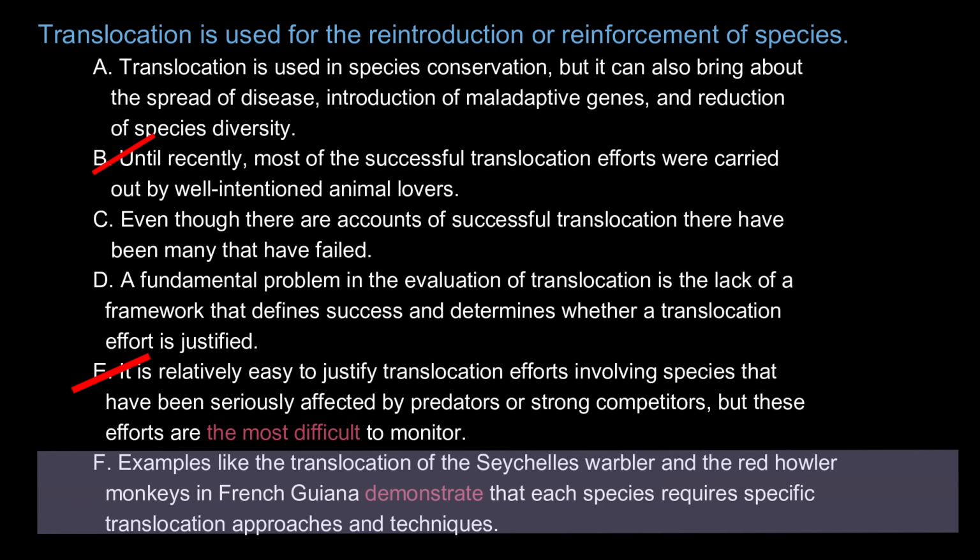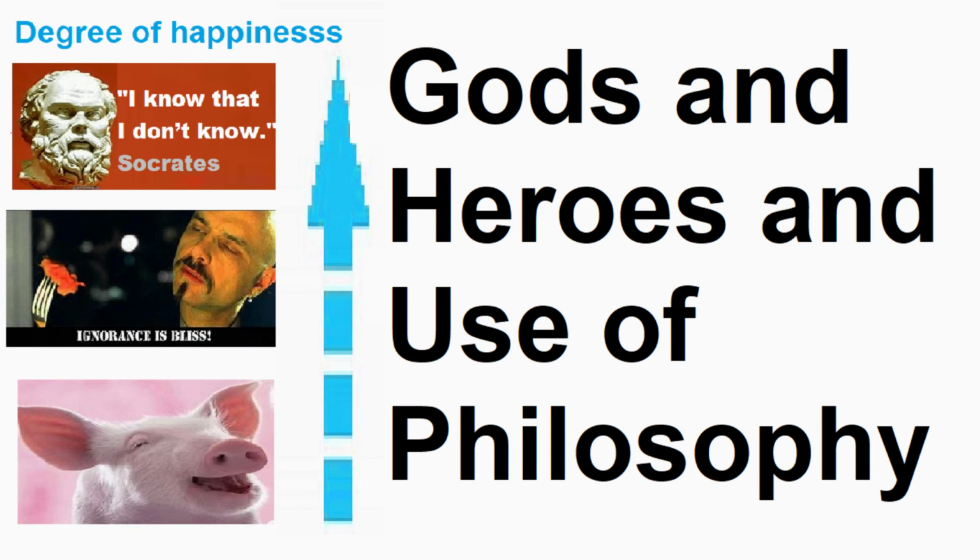F. Examples, like the translocation of the Seychelles warbler and the red howler monkeys in French Guiana, demonstrate that each species requires specific translocation approaches and techniques. F uses the inadequate word "demonstrate," which is too strong. It should have used "illustrate" instead. So the correct answer is A, C, and D.